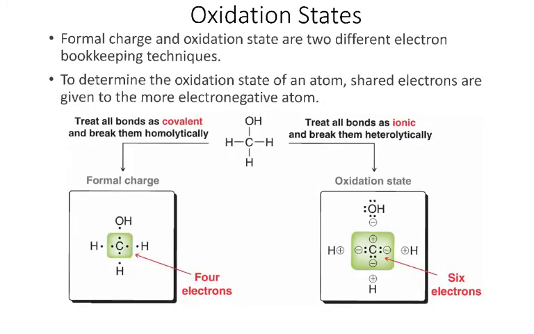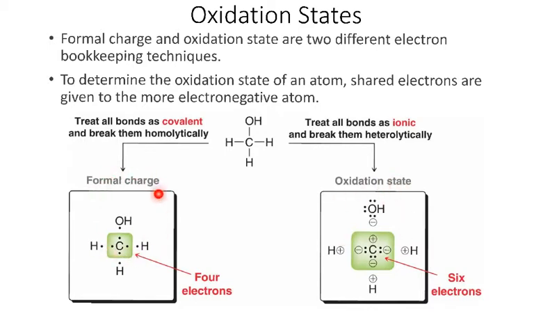So when we have transfer of electrons, we need some way of keeping track of where the electrons are going. We generally do that with oxidation states. Now, these may feel somewhat familiar to formal charges, and really these are both just two different bookkeeping techniques for keeping track of the electrons. Now, to determine the oxidation state of an atom, all of the shared electrons are given to the more electronegative atom. So basically the difference between formal charges and oxidation states, they're both basically fictitious.